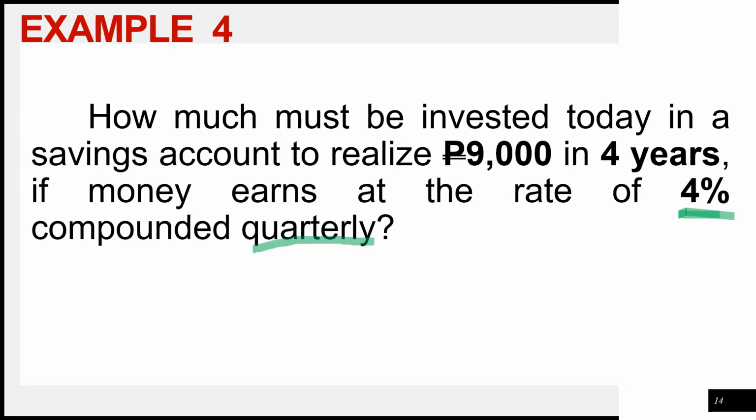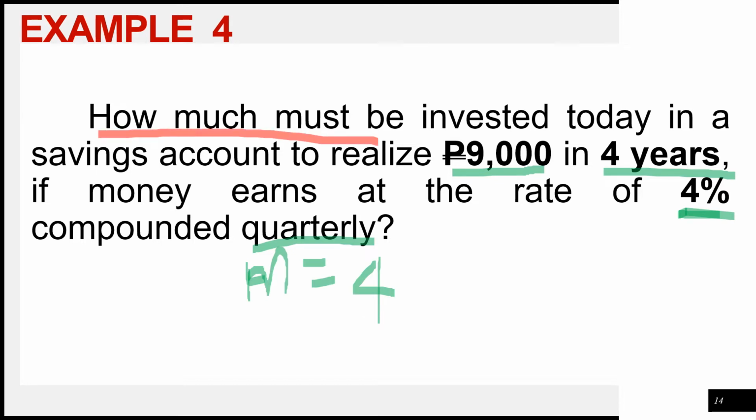Since it is said to be quarterly, therefore, our m will be equal to 4. Then the term is 4 years, and the money is to be realized at 9,000 pesos. Therefore, this is the future value. Now, the question is, how much must be invested today? Therefore, what is being asked in the problem is the present value to be invested.